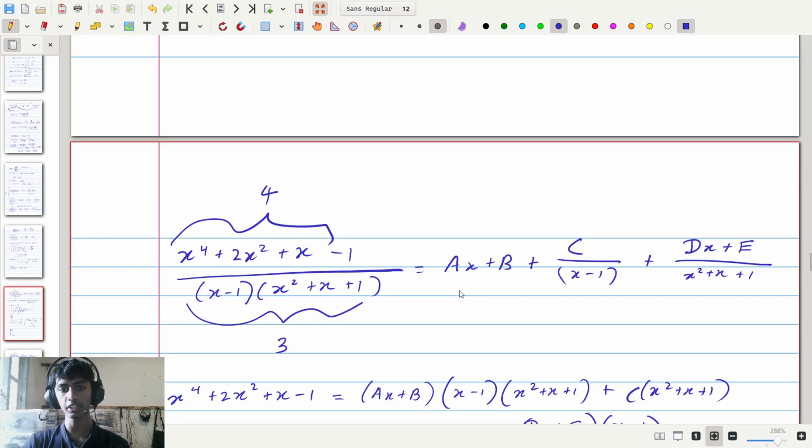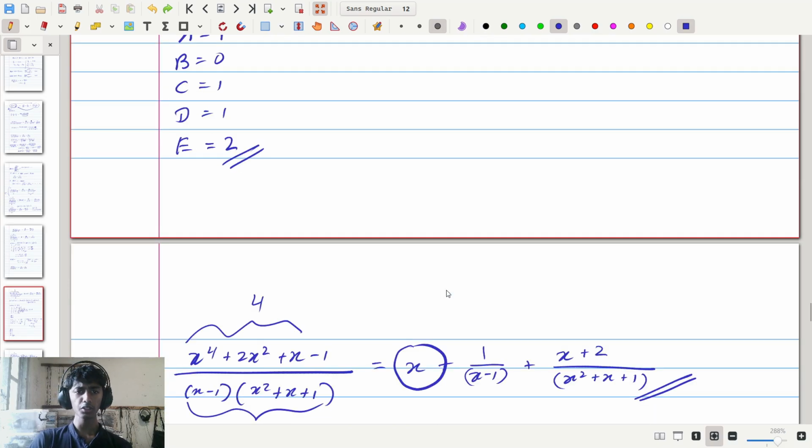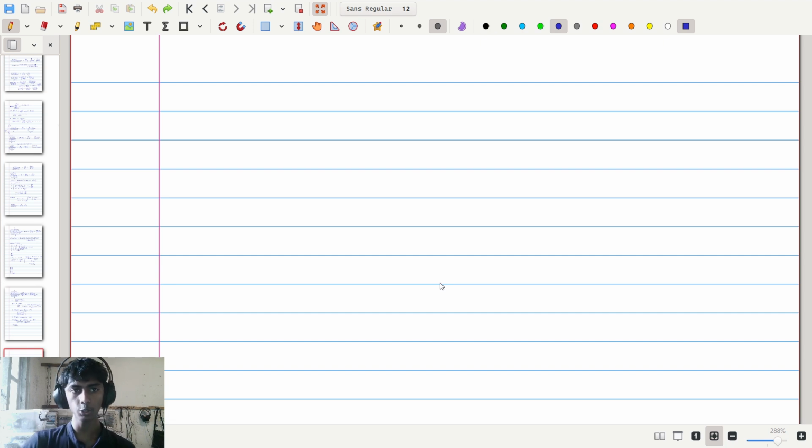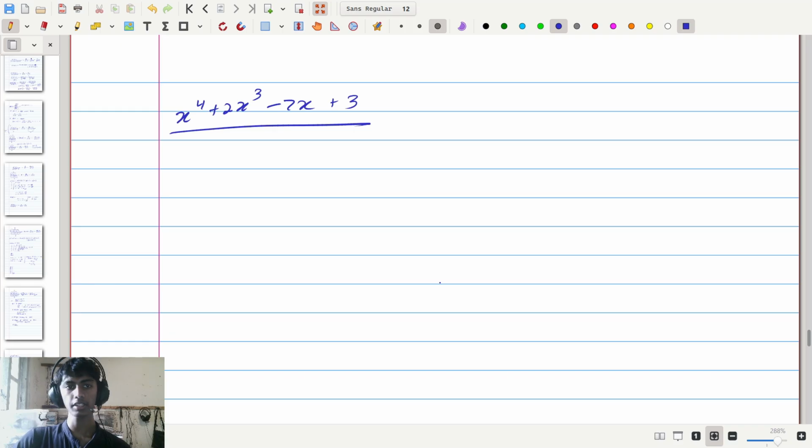In this case, my original expression was this: ax plus b plus c divided by x minus 1 plus dx plus e divided by x squared plus x plus 1. And then I substituted a, b, c, d and e and finally got my final answer. So I encourage you, take a random number generator on Google or something, just write down some random polynomial on the denominator like this. Let's say x to the 4th plus 2x cubed minus 7x plus 3, and then write some other thing on the bottom, like let's say (x minus 1)(x squared plus 2x plus 4), something random like this. Just write something down and try to figure out what the partial fractions corresponding to this are. I promise you it's a good exercise.